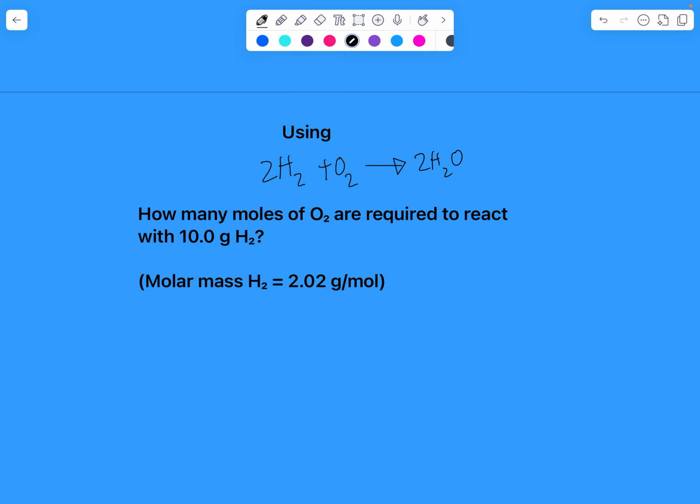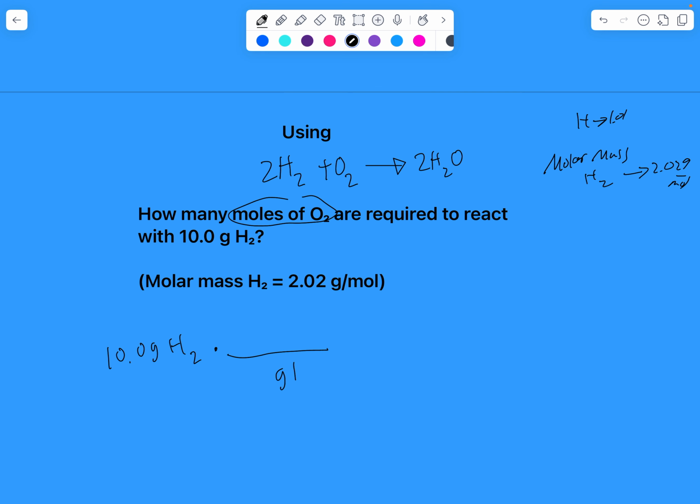Using 2H2 plus O2 to form 2 H2O, how many moles of O2 are required to react with 10 grams of H2? Remember, the atomic mass of each H, if you look at the periodic table, is about 1.01. So the molar mass of H2 is 2.02 grams per mole, all right? So the first step is to convert grams into moles, because we want to get to moles, and we are given 10.0 grams of H2.